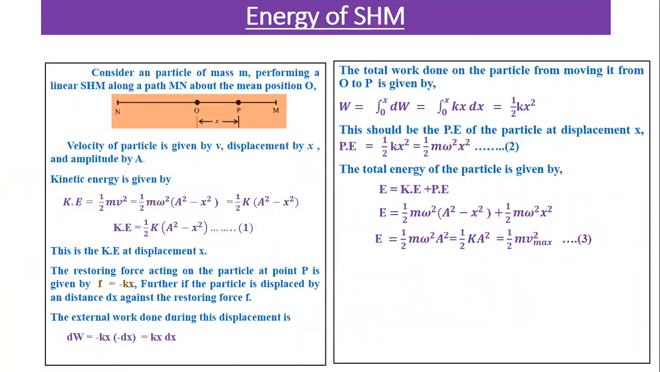The same formula we can write in terms of k also. m omega square is k. So half k a square is the total energy. Or we can write this as m, omega square a square. We know that it is maximum velocity. So you know that V max is equal to a omega. If we substitute this here, then we get half m V max square. So this is total energy.